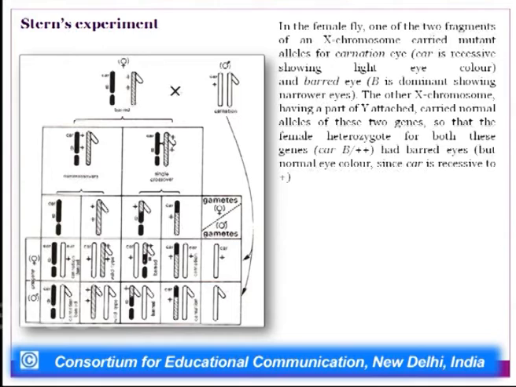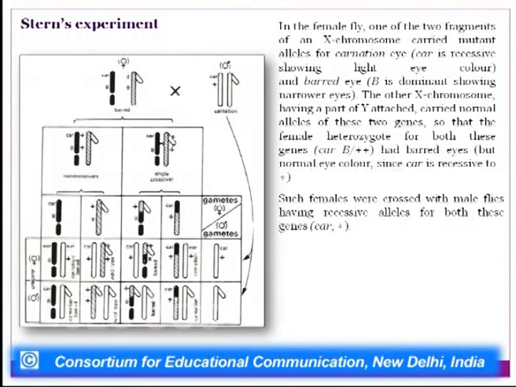So it will have normal eye color, narrower eyes, and that was the female heterozygote. And in the other X chromosome, it has the attached Y chromosome part. Such females were crossed with male flies having recessive alleles for both these genes. So there was the carnation gene, which was a recessive gene, and the plus gene, which was again a recessive gene. So for both these genes, this particular thing was present.